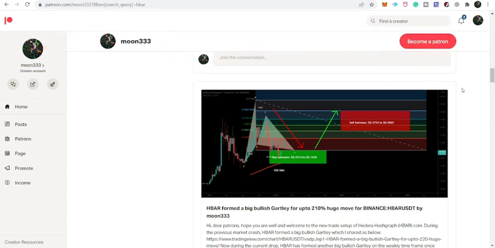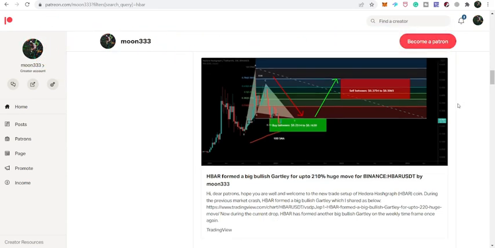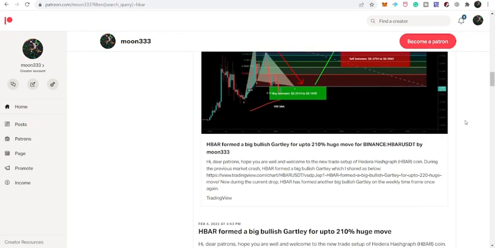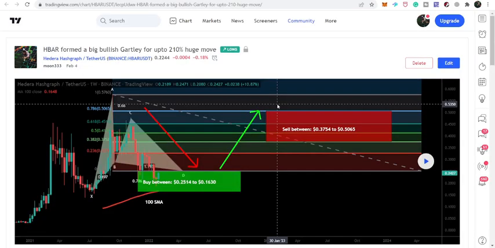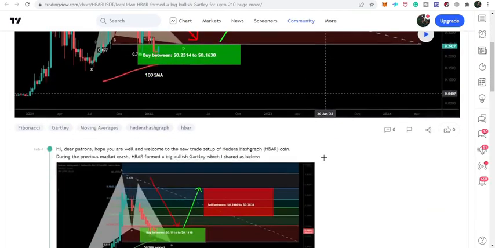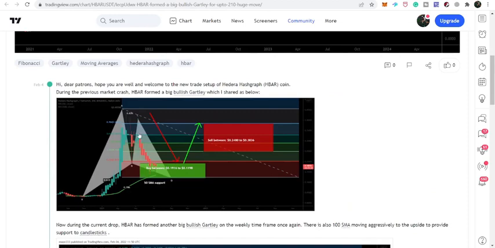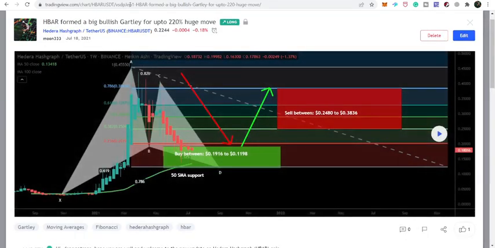So let's start the analysis. First of all, let me recall this very big bullish harmonic reversal setup that Hedera Hashgraph has formed on the weekly time frame, and this is a big harmonic bullish reversal Gartley pattern. And by the way, before this, I also shared another harmonic bullish reversal Gartley that was formed back in July 2021 when we had a very bearish trend and the price line entered the buying zone.